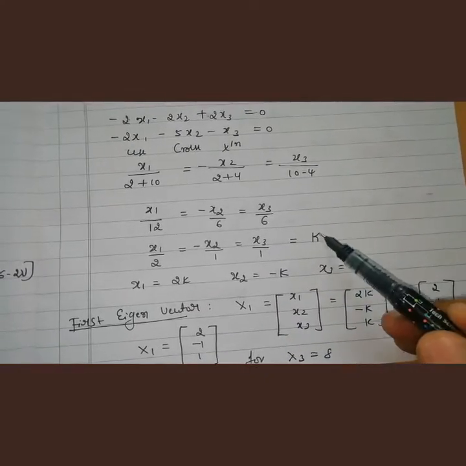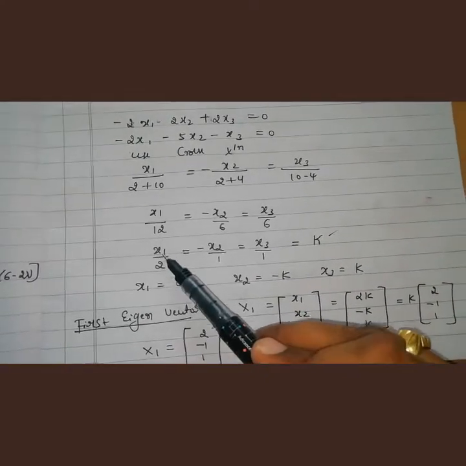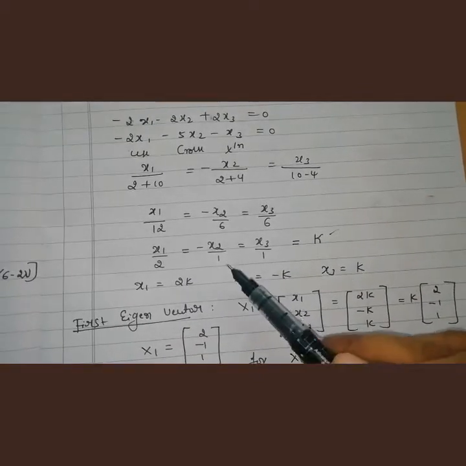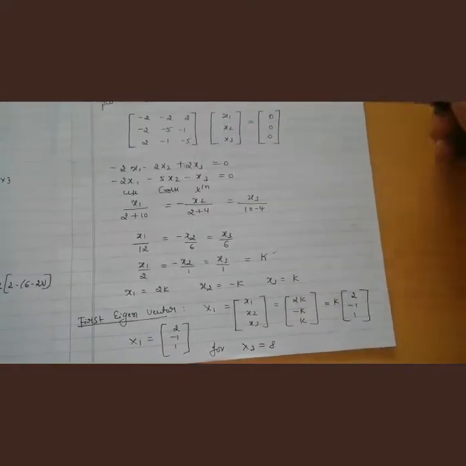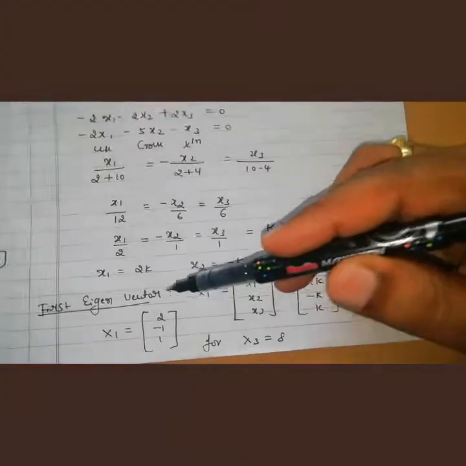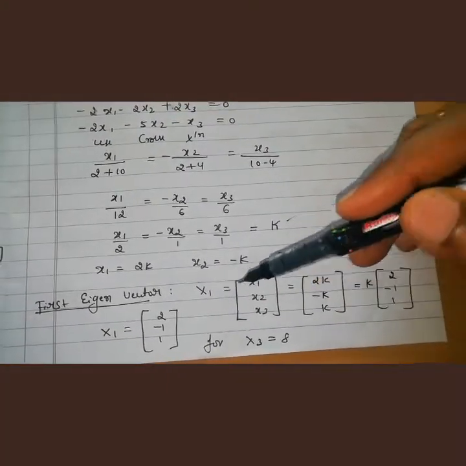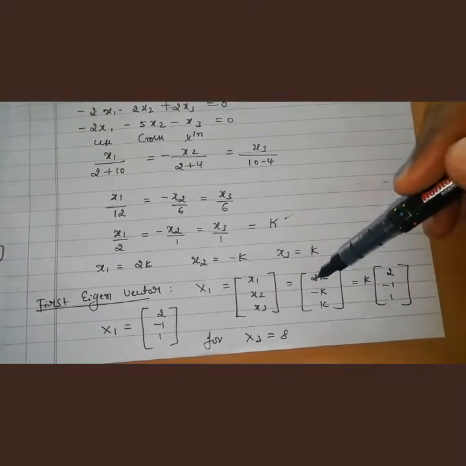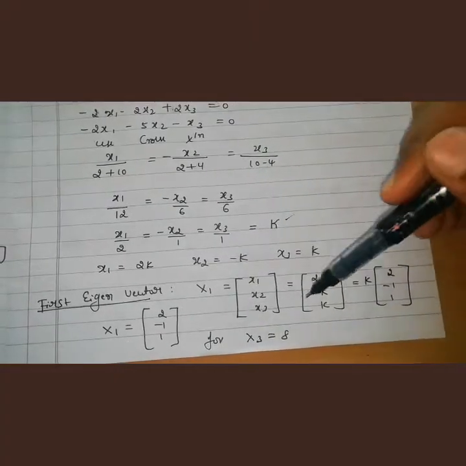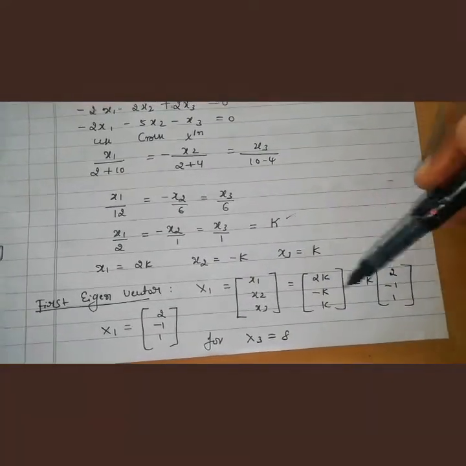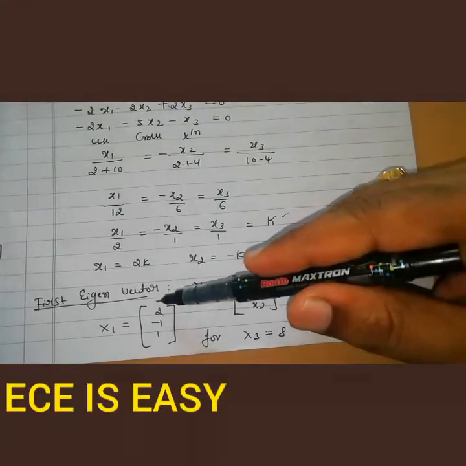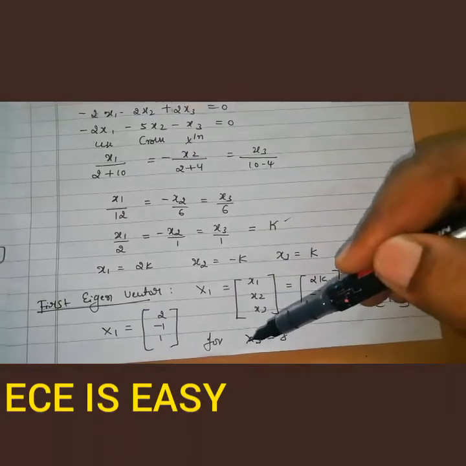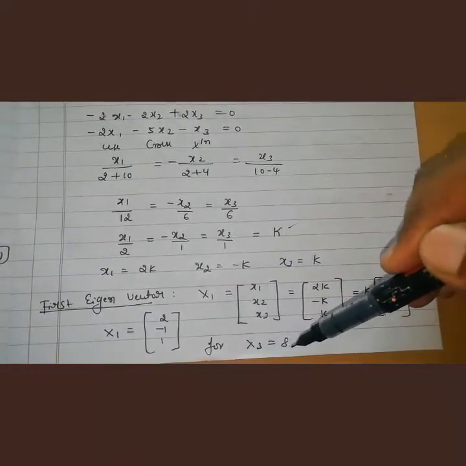I'll set this equal to a constant term k. What is the value of x1? I can write it as 2k. What is the value of x2? I can write it as minus k. What is the value of x3? I can write it as k. Now, once I have this, the first eigenvector I will find as x, with x1, x2, x3. x1 is 2k, x2 is minus k, x3 is plus k. If you take k outside, you will get 2, minus 1, 1. This 2, minus 1, 1 is called the first eigenvector, and we got it for lambda equal to 8.